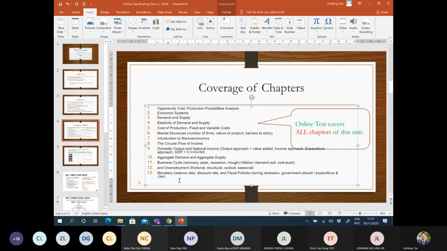Okay, the last one is what else? Open market operations. Yeah, open market operation. Through this open market, the central bank can sell and buy government bonds to the commercial banks, either to increase or reduce the money supply. Okay, open market operation.